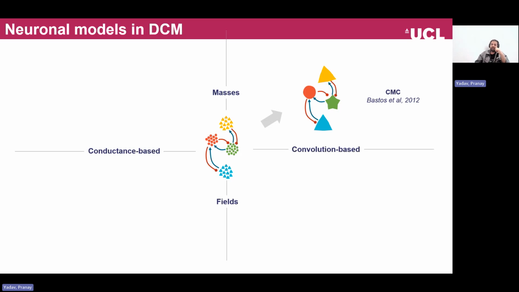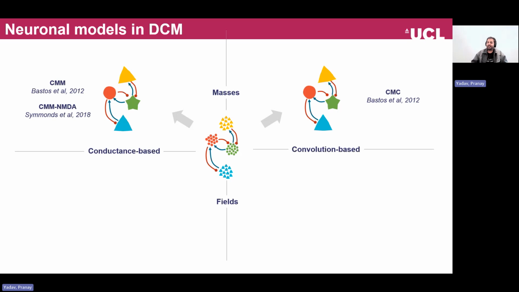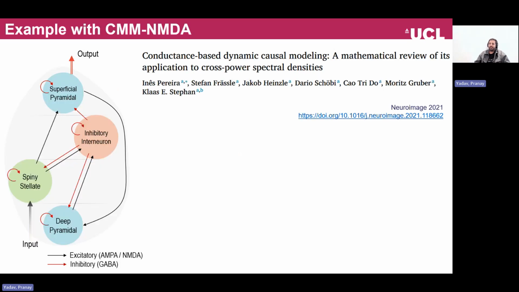Now, there are conductance-based variants of this called the CMM and the CMM NMDA. CMM features, again, AMPA and GABA receptor conductances, whereas the CMM NMDA one, like the name suggests, adds on the NMDA receptor conductances. This has seen much more use in the past several years. And one very nice example was in this review article by Ines Pereira, which used this CMM NMDA model.